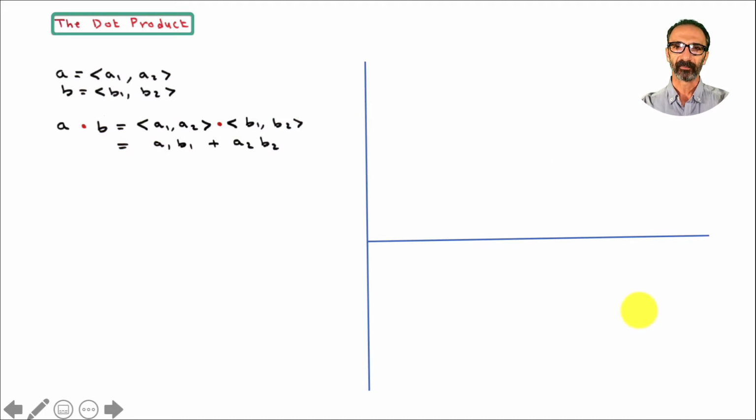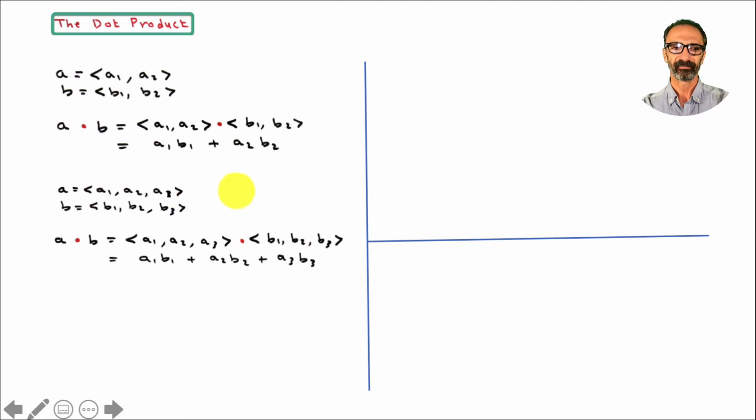The dot product. It's so simple to the point that you just multiply the components of the vectors, as you could see, and add them up. So a dot b, if you are given two vectors a and b, you just multiply a sub 1 times b sub 1, and you multiply a sub 2 times b sub 2, add them up, and you're done. What about if it's in 3 dimensions? Same idea. a1 b1, a2 b2, a3 b3, and add them up.